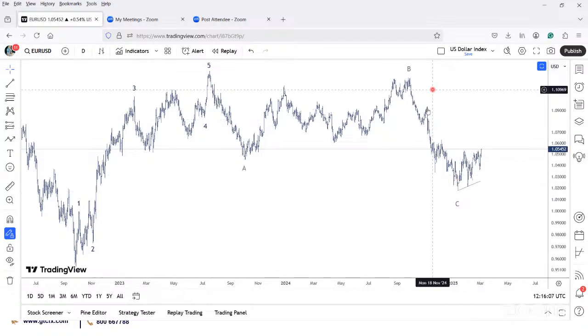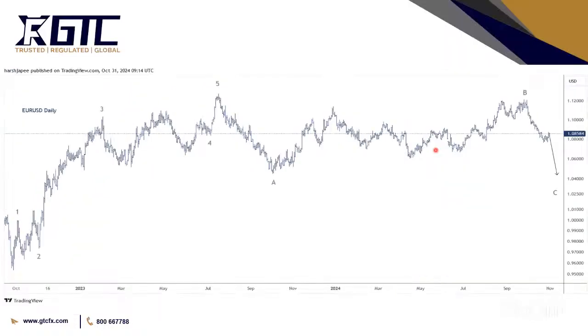Now at that time, it was predicted that Euro is going to drop. It dropped from almost 1.09 to almost 1.01. All right, so 5 up is always followed by 3 down.